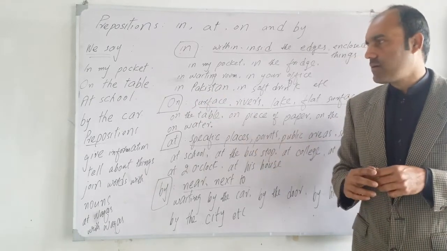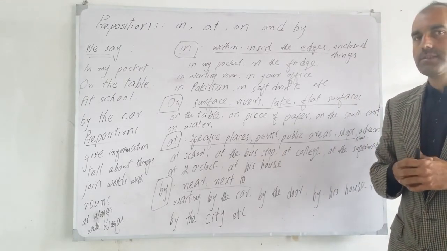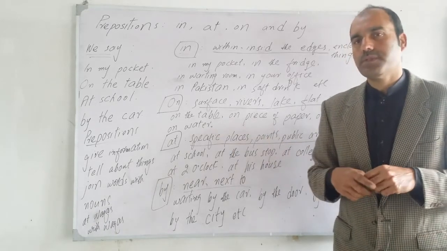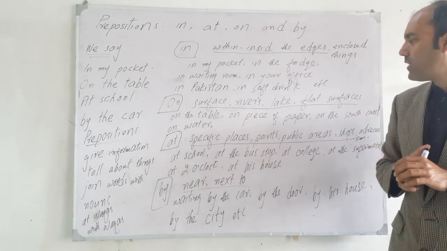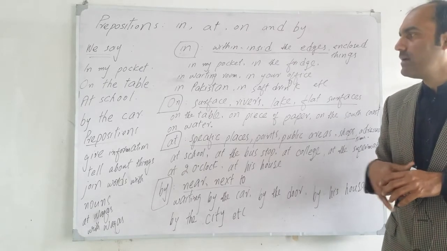And on is used for flat surfaces, for river, lakes, and ocean. At is used for specific places, points, public areas, shops, addresses, and time.